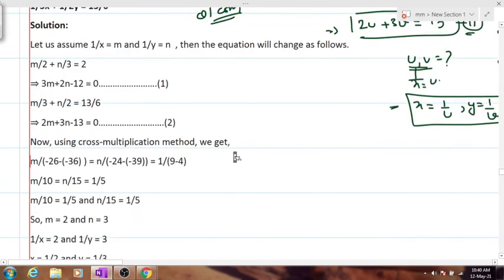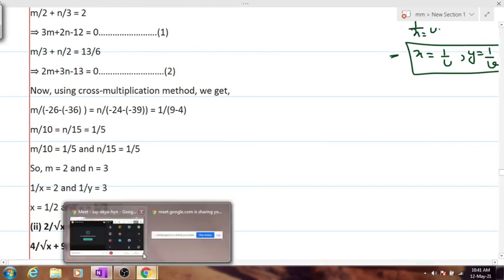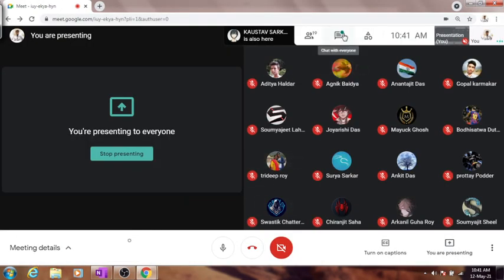Now, students who haven't got the answer, this is how you get the answer. You can do it using any method you feel like. x comes out to be 1 by 2 and y comes out to be 1 by 3. Over here they have taken m and n, but it's not necessary that you take m and n. You can take a, b, p, q, whatever you want. Clear? Kindly note down the homework.